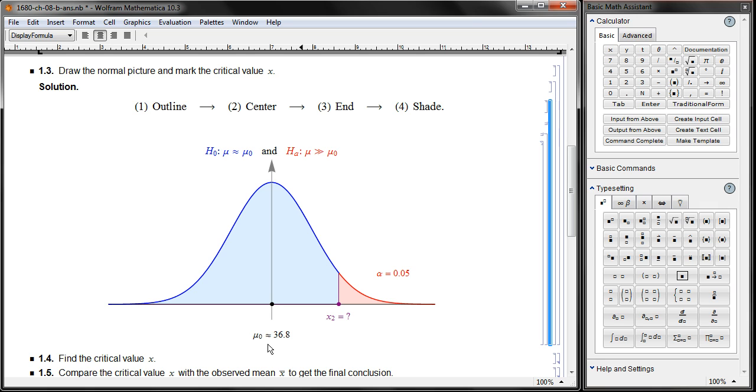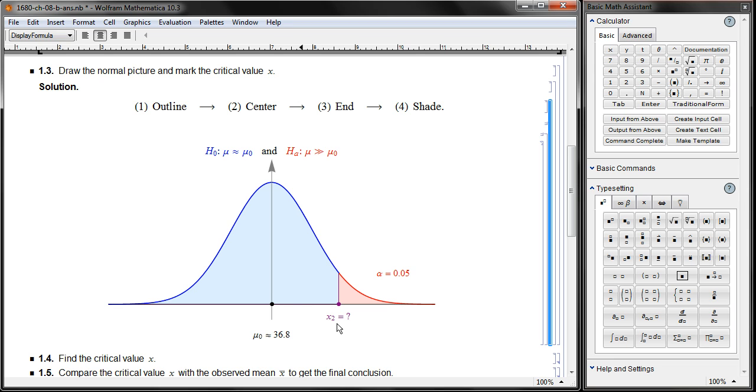Now, that's where we have some difference between one method and the other method. This method is about the critical value, so the critical value goes right here at the end. And that represents a threshold between the null region and the alternative region, which are represented in blue shading and red shading respectively here.